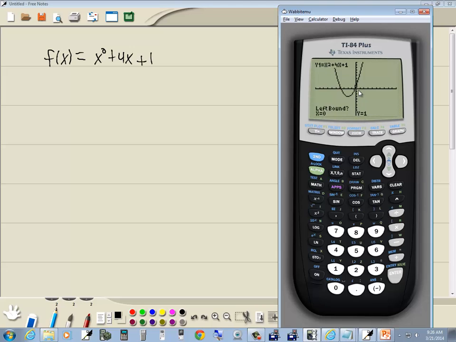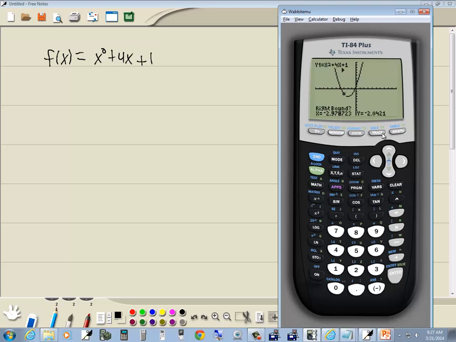Now it's asking us for left bound. My flashing cursor is right here. I want to move the flashing cursor to the left of where the minimum is. So I'm going to do my left arrow key and see my cursor going down. There's my minimum about right there, so to the left of it, about right there. You don't want to go too far away from it, but you don't want to be too close either. And then I press enter.